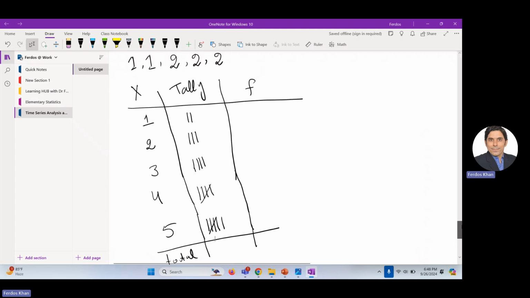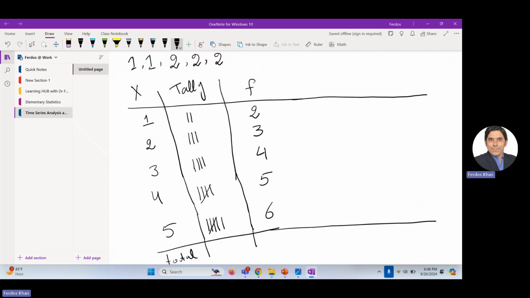So this is all about the data. Now you can see that 1 is repeated 2 times, so the frequency is 2. 2 is repeated 3 times, frequency is 3. 3 is repeated 4 times, frequency is 4. 4 is repeated 5 times, frequency is 5. And 5 is repeated 6 times, so the frequency is 6. So this is all about how to construct a frequency table.